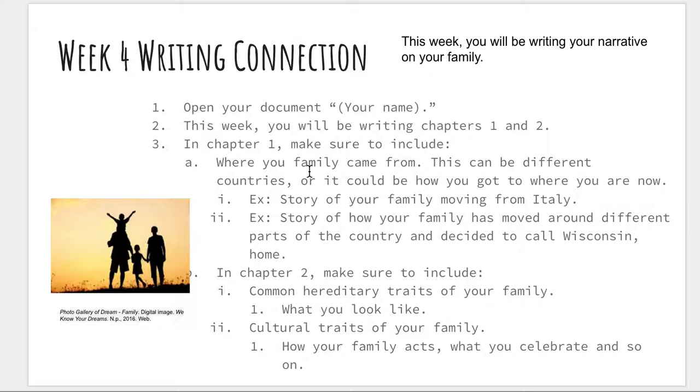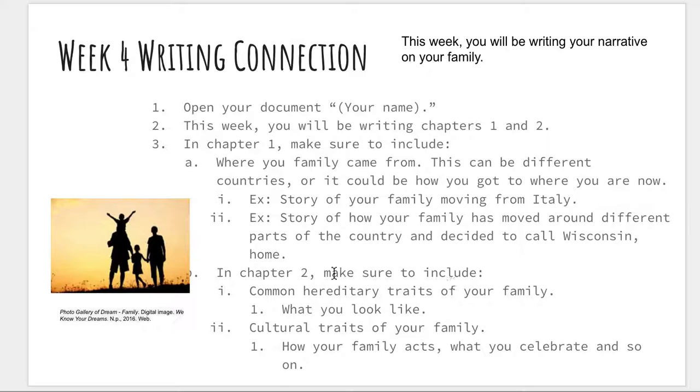In chapter 1, you're going to be talking about where your family came from. This could be from different countries, or it could be how they got to where they are now within our country. It depends on how far back your interviewees were able to go in their history. An example is you could be telling a story of how your family moved from Italy if you are an immigrant. Or another option is a story of how your family has moved around different parts of the country and decided to call Wisconsin home. For example, my parents were born in Virginia and California, and they met and decided to live in Wisconsin, and that's actually where all of our family is, and that's why they chose to stay here.